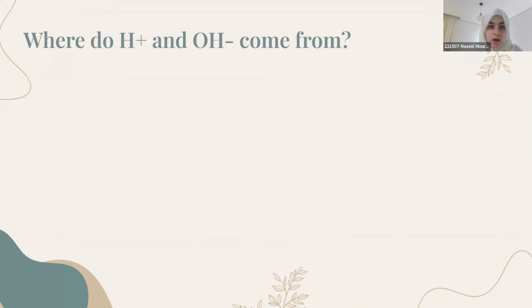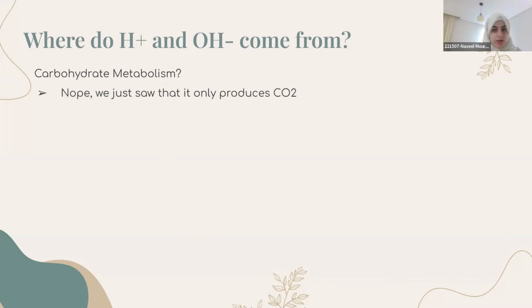We saw where carbon dioxide comes from. Now we're going to see where hydrogen and hydroxide ions come from. So, I'm going to ask you this. Do these two ions come from carbohydrate metabolism? What do you guys think? I just gave you an example of metabolism of glucose. So no, you do not get these two ions from carbohydrate metabolism. You only get carbon dioxide. What about fat metabolism? What do you think? You think fats would produce hydrogen and hydroxide ions when metabolized?